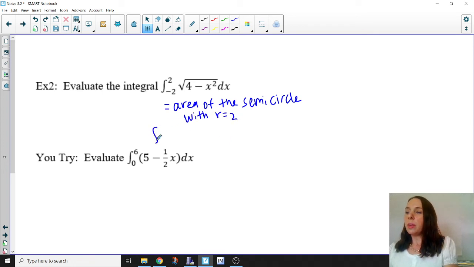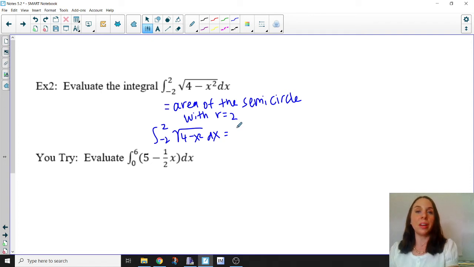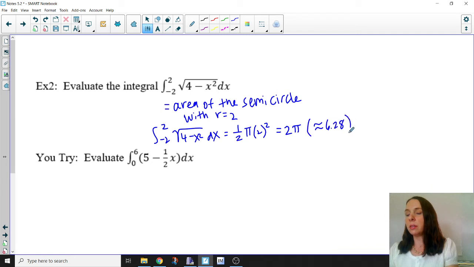And so the integral from -2 to 2 of the square root of 4 minus x squared dx is going to be equal to the area formula of a semicircle with a radius of 2. The area formula of a semicircle is 1/2 pi r squared. So we will do 1/2 pi 2 squared. And that's 2 pi, right? Or approximately 6.28.